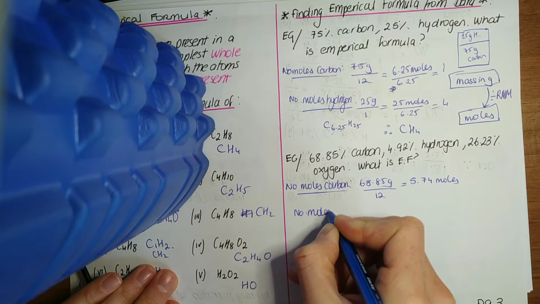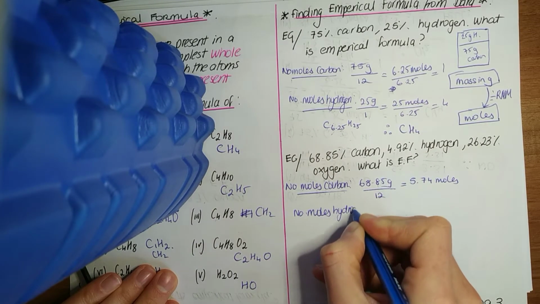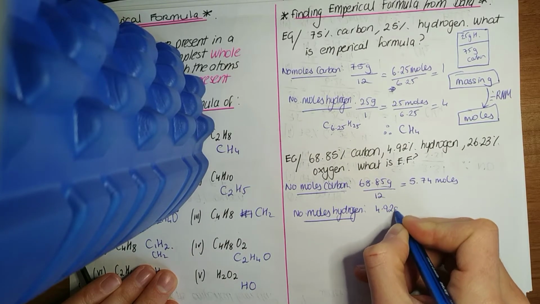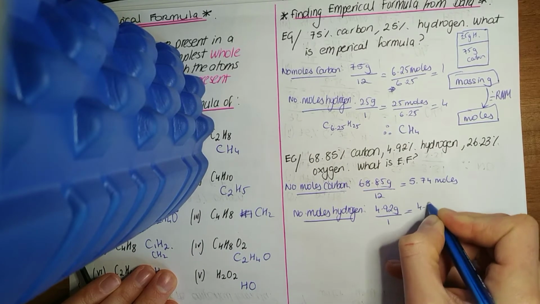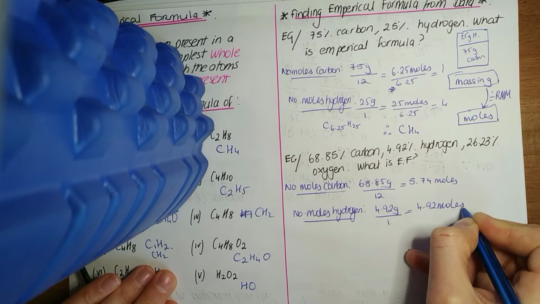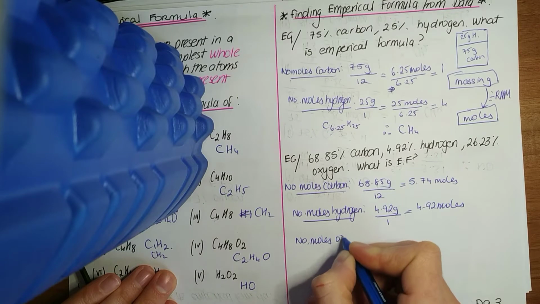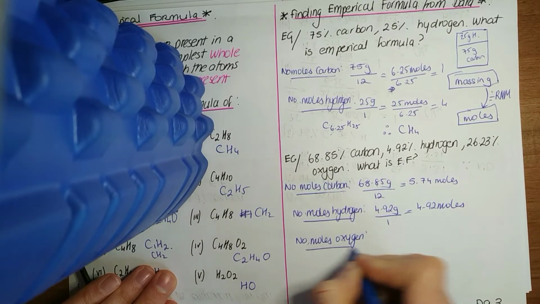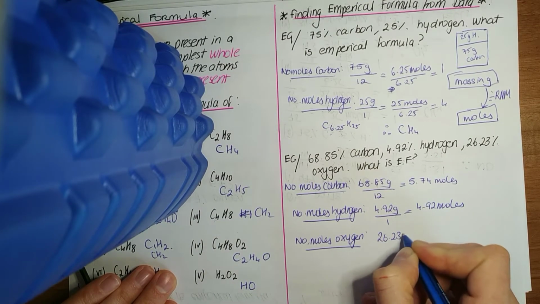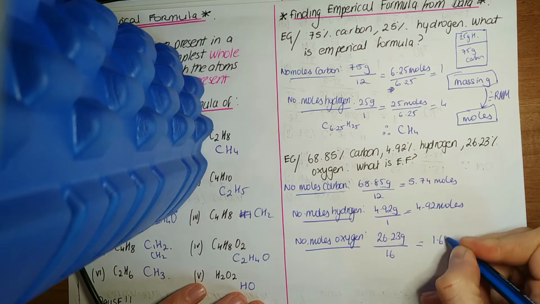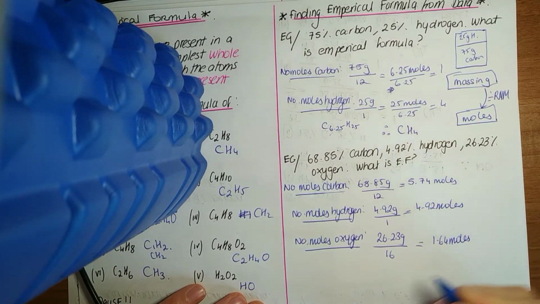Number of moles of hydrogen. This might actually be the nicest one. 4.92 grams divided by the mass number, which is 1, so 4.92 moles. And then the number of moles of oxygen: 26.23 grams divided by the mass number of oxygen, the bigger number, which is 16. We get 1.64.